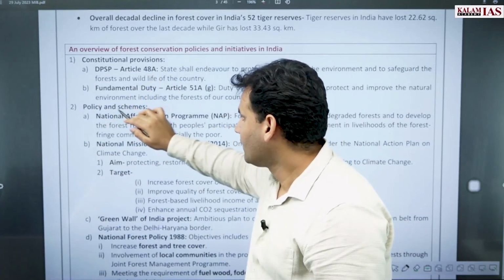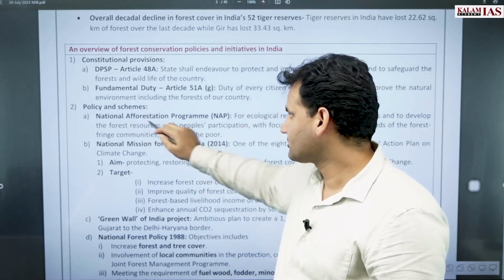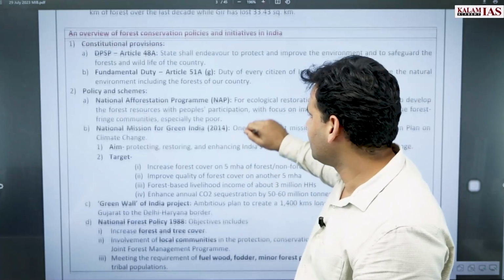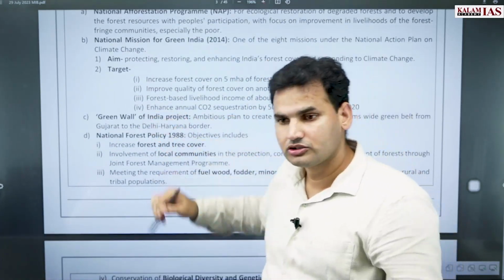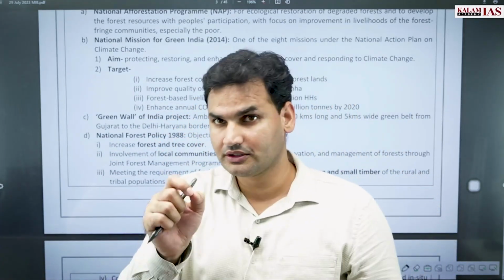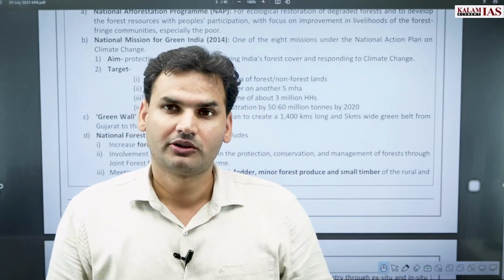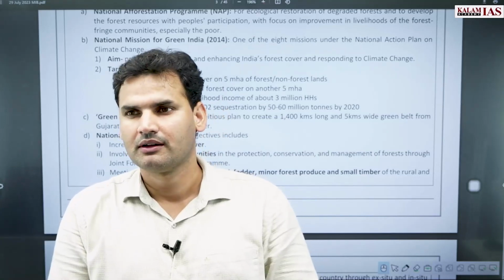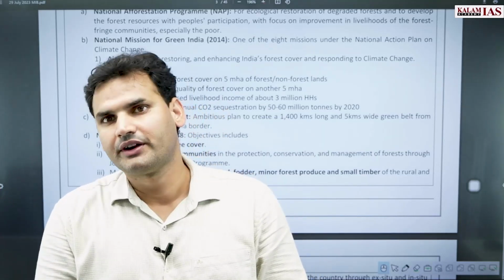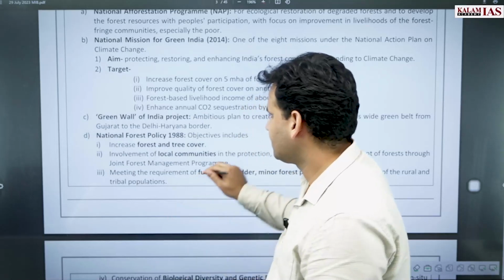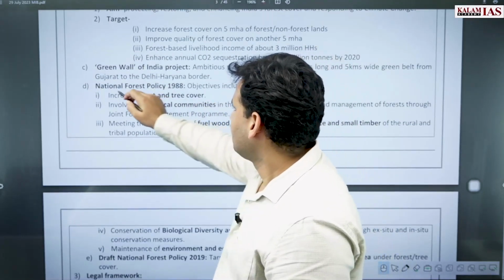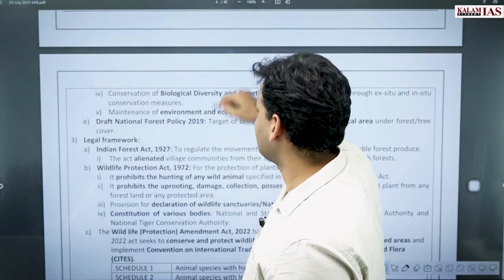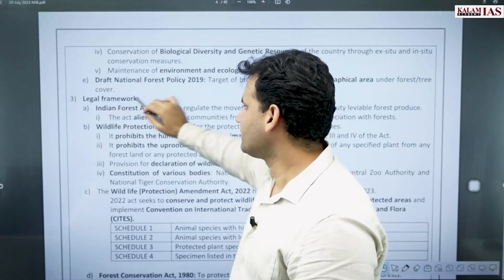If we talk about the policy and schemes, so National Afforestation Program, extremely important. National Mission for Green India. Also problem of desertification is there. So there you can mention what? You can mention about Great Green Wall, which is inspired from the Great Green Wall of Africa. National Forest Policy 1988. Then you can mention what is the legal framework.